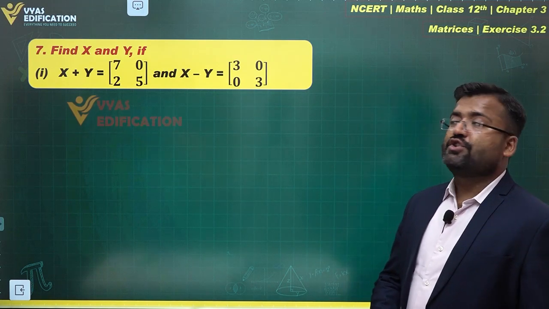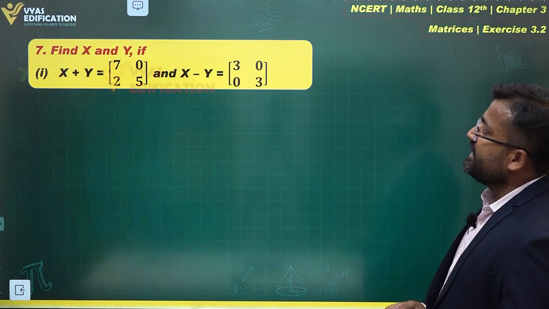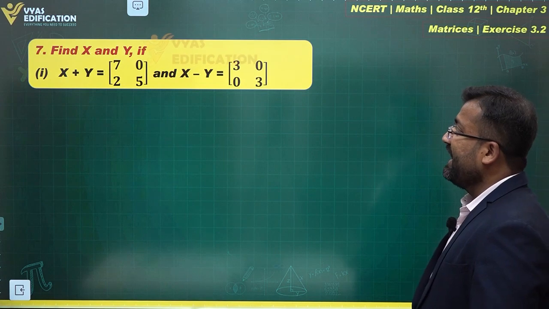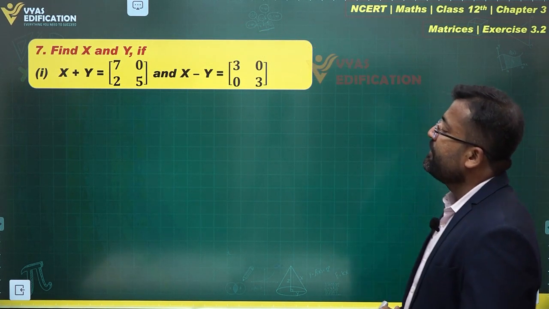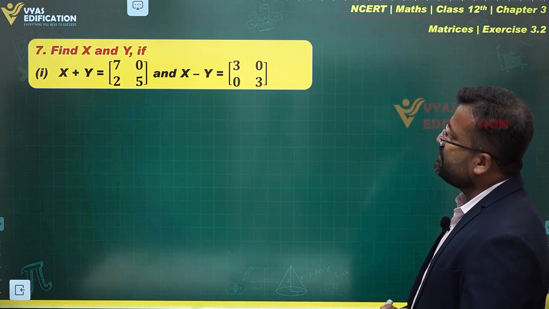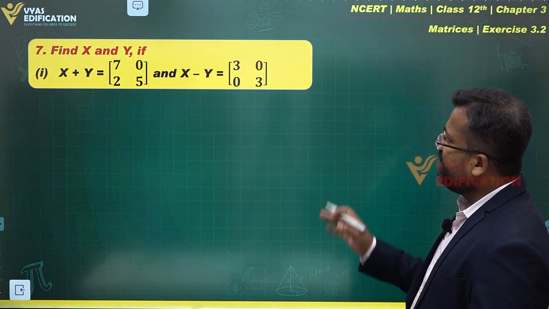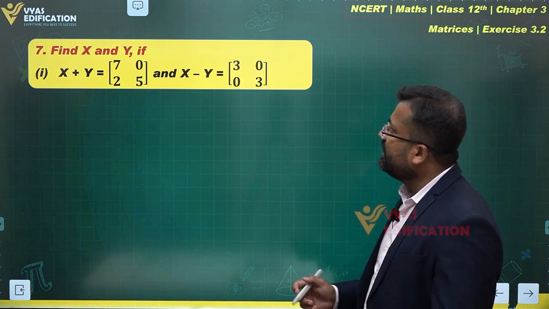Let us discuss this question over here. What does this question say? Find x and y if, first part, we are looking at the first part of this question number 7, and the first part says x plus y equals [7 0; 2 5] and x minus y equals [3 0; 0 3].